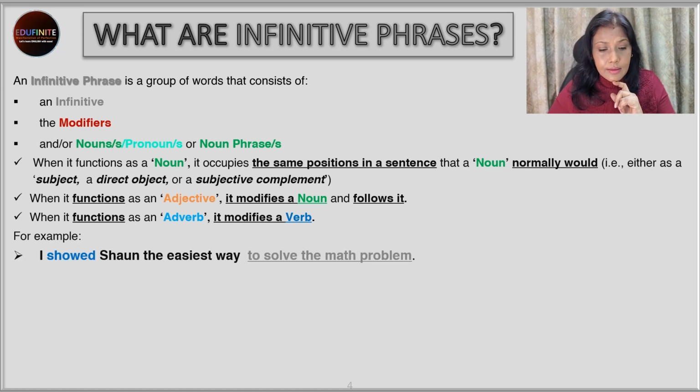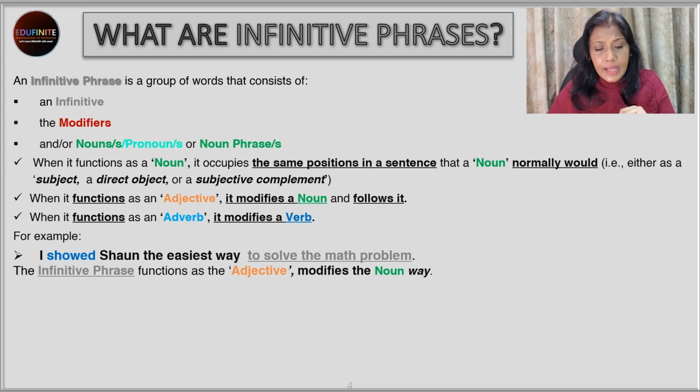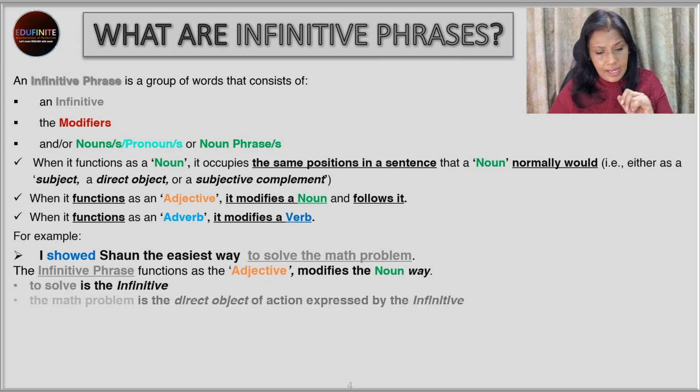Well, the next sentence. I showed Sean the easiest way to solve the math problem. So over here, the infinitive phrase to solve the math problem is acting as an adjective. Why? Because it is modifying the noun way. So what way? Easiest way to solve the math problem. So to solve the math problem is modifying the noun way and it is just beside it, following it. So for that reason, it is acting as an adjective. And in this infinitive phrase, to solve is the infinitive.